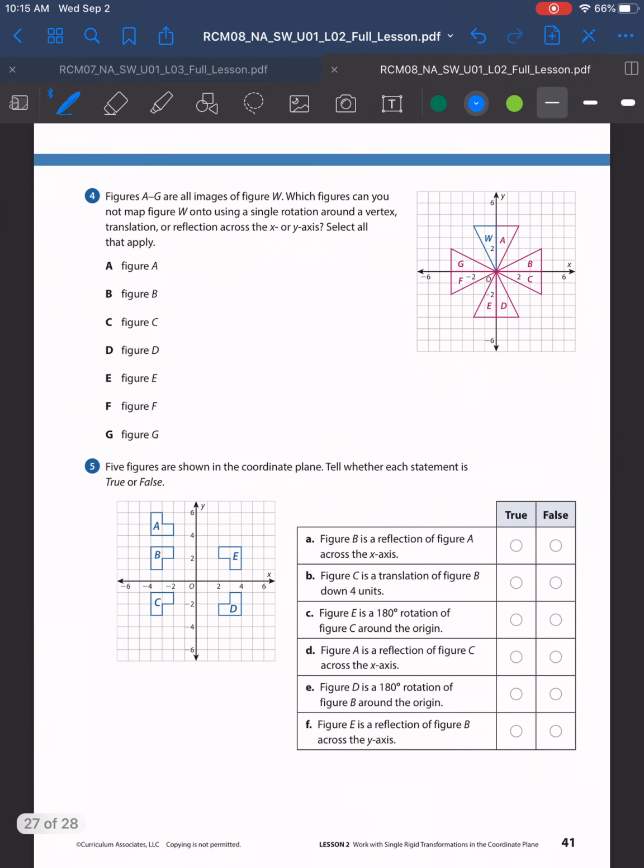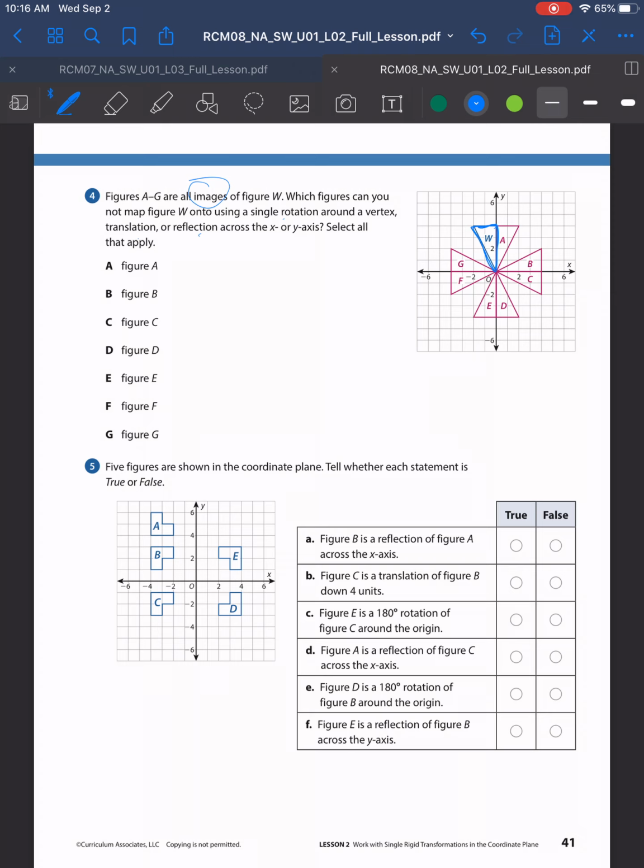All right, number 4. Figures A through G, so all of them, are images or copies of figure W. Which figures can you not map figure W onto using a single rotation around the vertex, a translation, or a reflection across the X or the Y? Select all that apply. So basically, I can make W fit on almost all of these by doing a single rotation or a translation or a reflection, except for some.